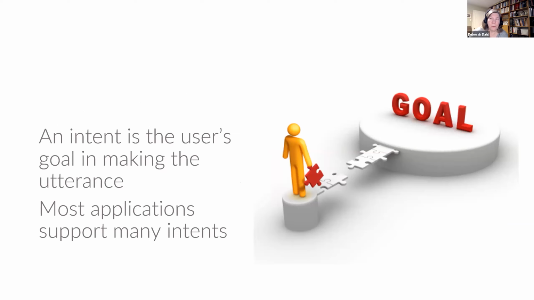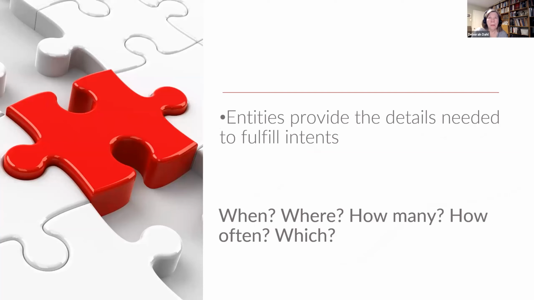Just a quick refresher on what an intent is. It's the user's goal in making the utterance. Why did they even speak? What are they trying to accomplish? It's a high-level characterization of the user's input. Usually applications have a lot of intents because they do a lot of different things. And so part of the design is how many intents there are and how you are going to organize them. The other aspect of the semantics of user inputs is the entities. They're the details that you need to fulfill intents, and they're going to answer questions like when, where, how many, how often, which, that apply to the intents. And we'll see a lot of examples of those.